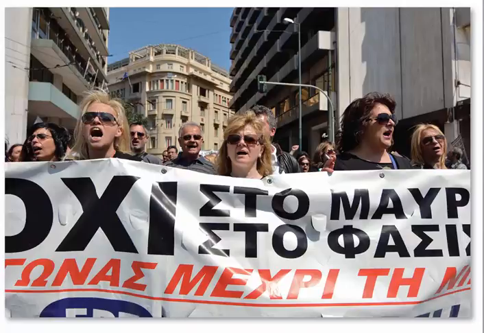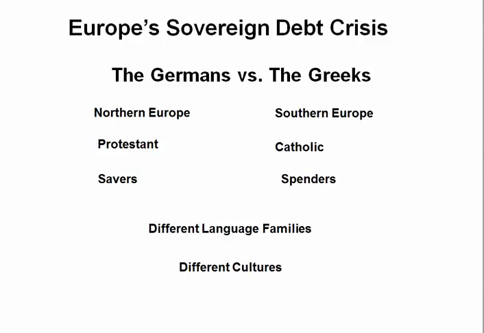And so we have had this running battle between Northern Europeans and Southern Europeans, and it can be epitomized by the Germans versus the Greeks. So the Germans are Northern Europe, they're Protestant, they're savers. You look at the Greeks, they're in Southern Europe, they're Catholic and they're spenders. They have different language families and different cultures, and it just drives the Germans crazy. The Greeks want money. They say we have so indebted ourselves that we can't get out of debt unless you forego some of it. And the Germans, who have a lot of fiscal rectitude in their culture, just go bananas.